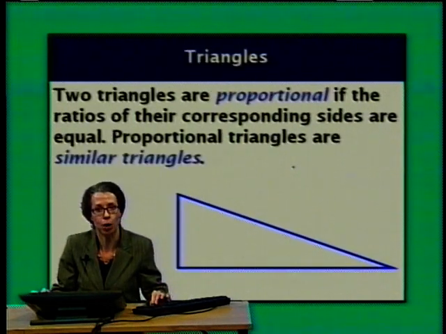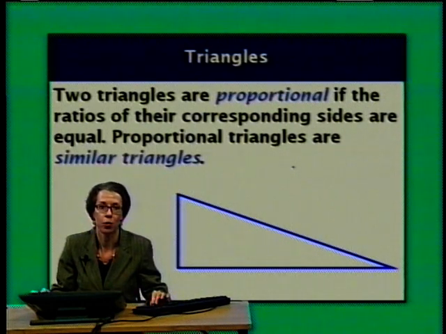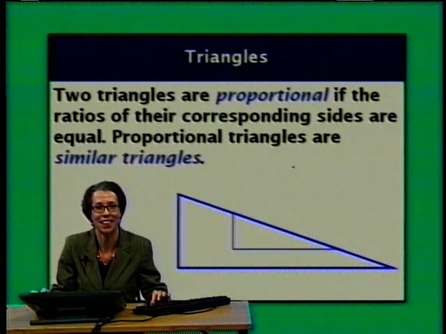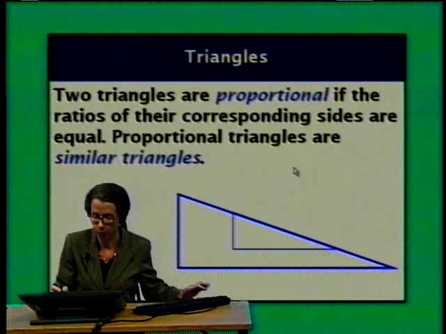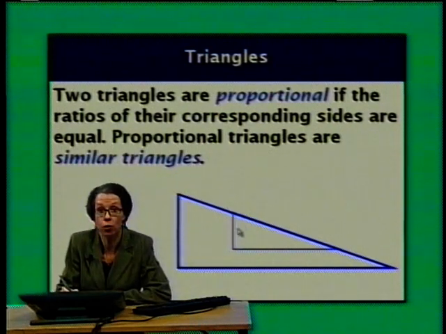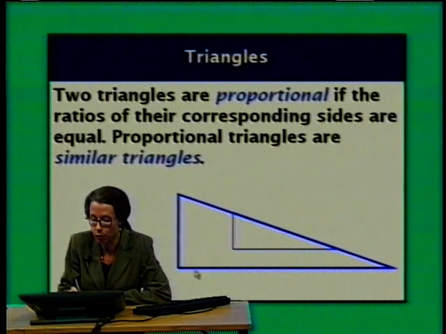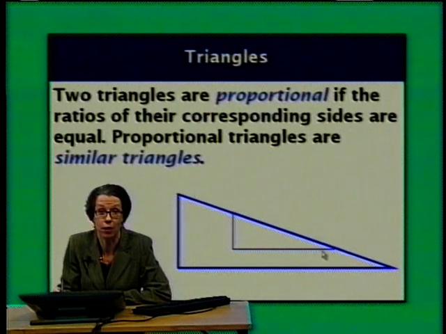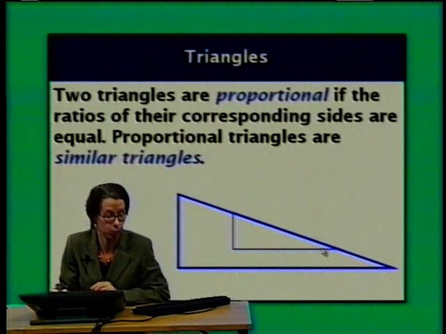2 triangles are proportional if the ratio of their corresponding sides are equal. Proportional triangles are similar triangles. So here's one triangle. If I compress it in a proportional way, I get a second triangle, which is proportional. So if I look at the ratio of this side to this shorter side, it should be the same as the ratio of this horizontal side to this horizontal side. That's what we mean by similar triangles.